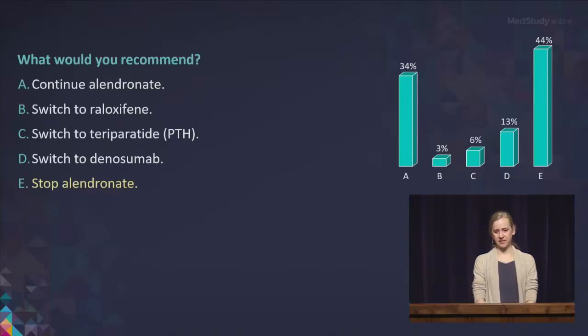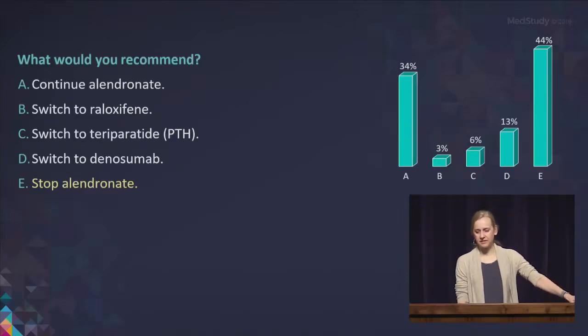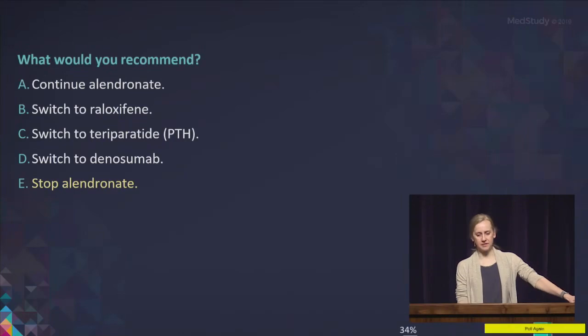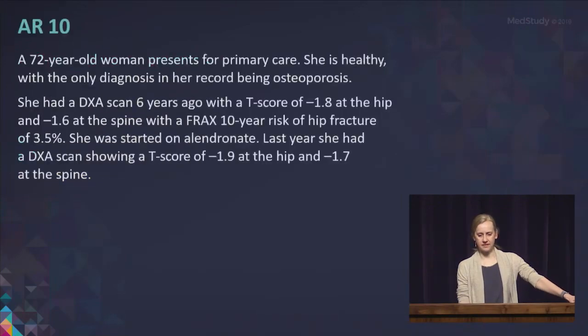Okay, so a bunch of different answers here. So I think that happened 6 years ago, right? So 6 years ago, she had osteopenia. She had the FRAX score calculation that showed that her risk of hip fracture is over 3%. So she was rightly started on alendronate. The other way that we would have decided that is if her risk of major osteoporotic fracture was over 20.